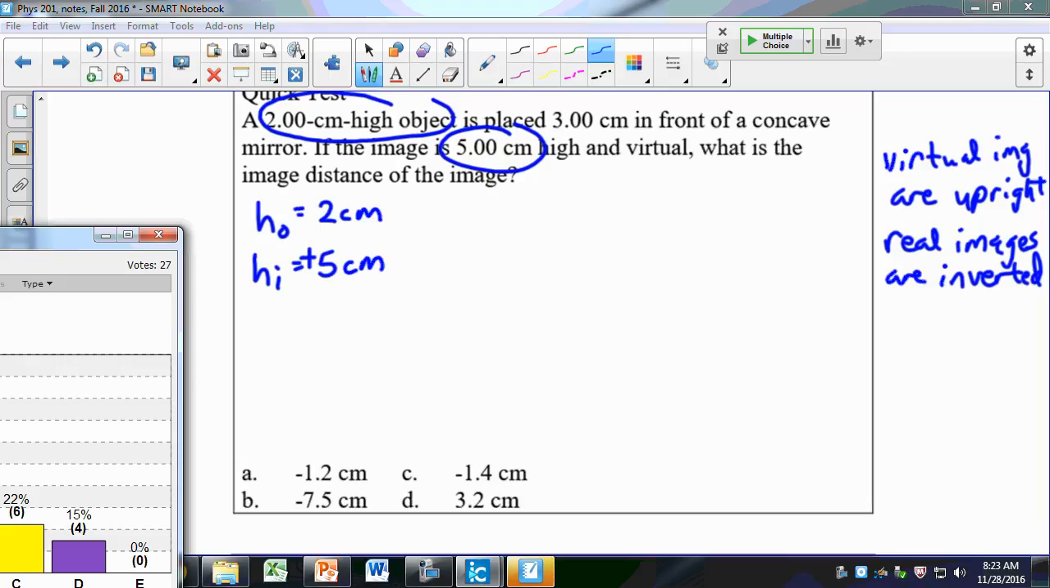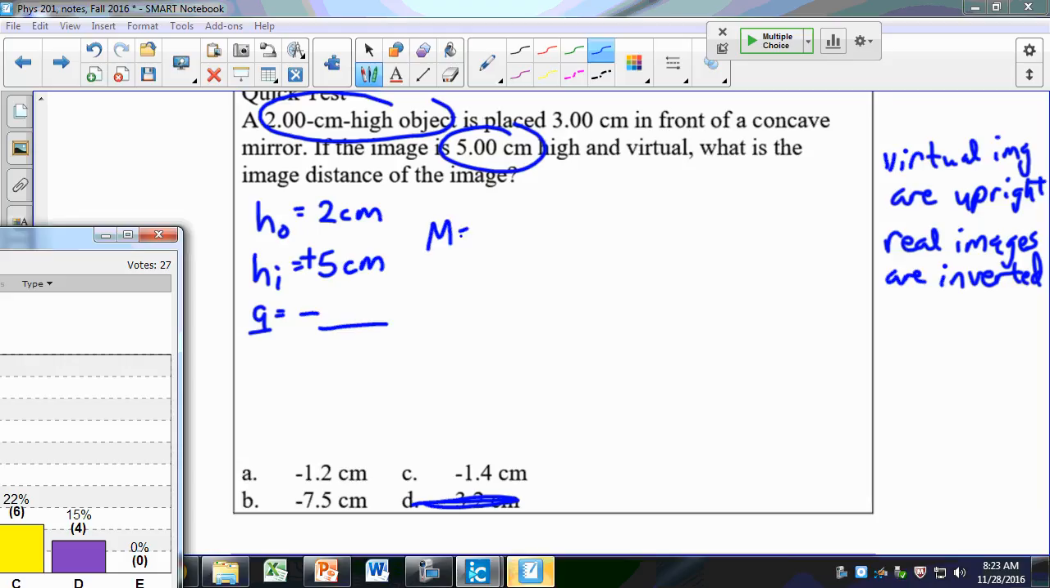So it's 5 centimeters high and it's virtual. Because it's virtual, I know that HI is positive and that Q is negative. So I'm going to go ahead and write down that Q should be negative some value. By the way, I can go ahead and get rid of D. I know that D can't be right because Q has to be negative. And I want to know the image distance.